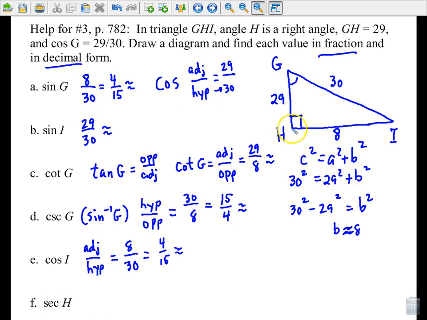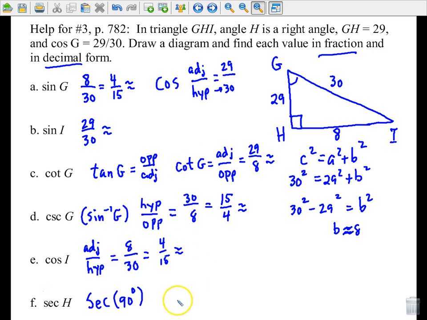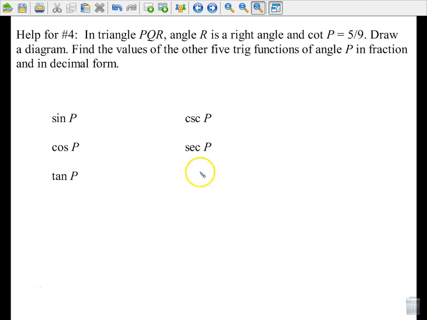Here I'm asked to find secant of H, which is another way of saying, since H is a 90 degree angle, what is secant 90 degrees? Even though it's a quick proof, I hope you understand now that secant 90 degrees is actually not even defined. So my answer for letter F, and your homework will be very much like this, is undefined. That takes care of number 3.